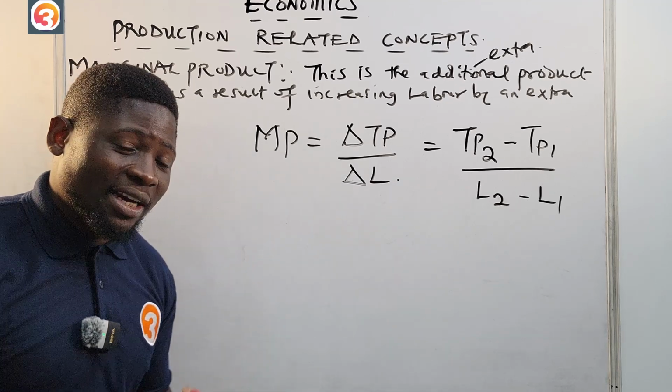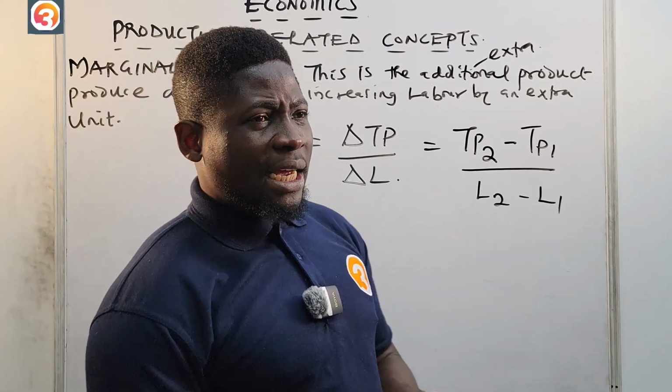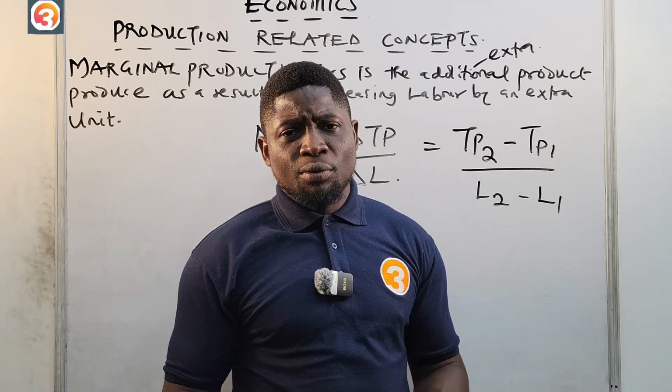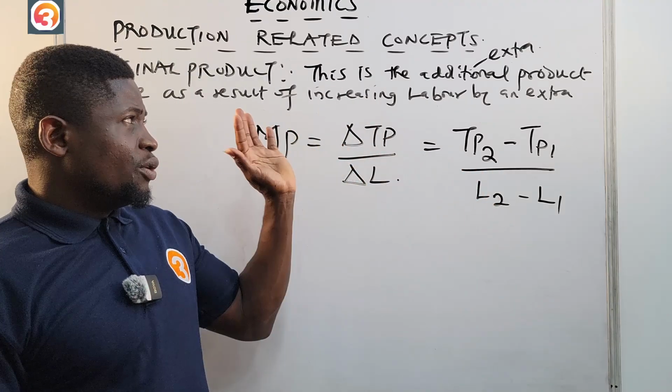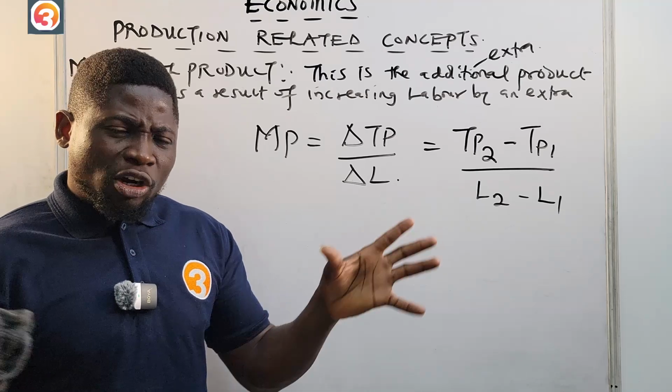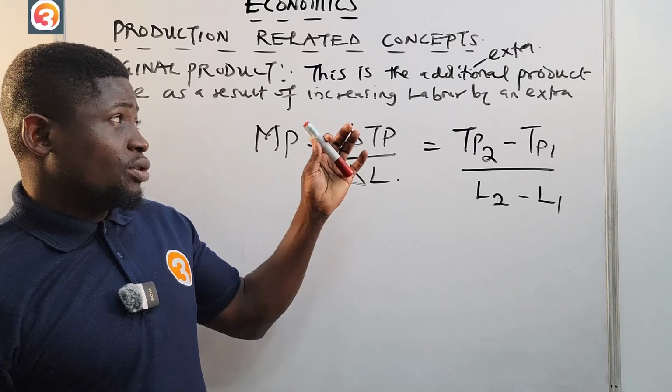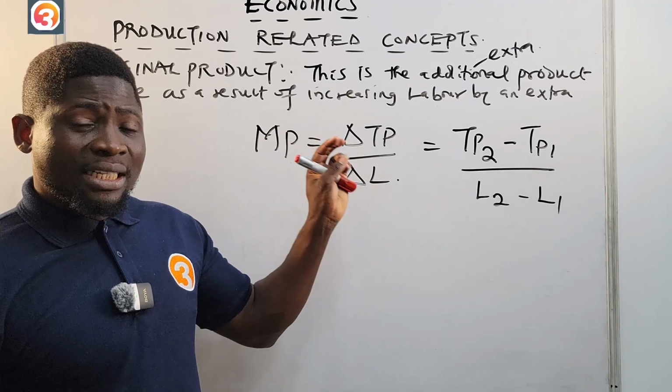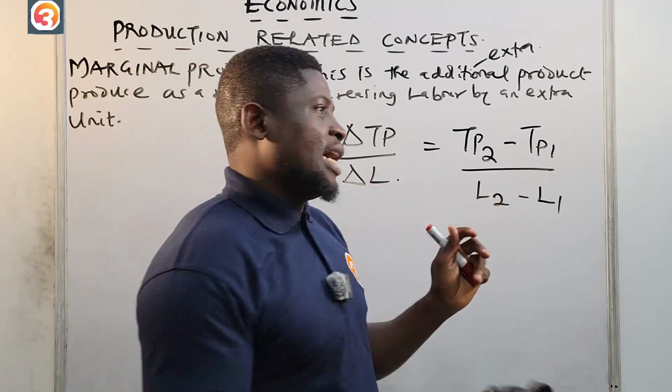I hope that is very, very clear. All right, so quickly, let us draw up a table. We'll fill up the table with average product and marginal product. Then we'll draw the graph. Then talk about the relationship between the total product, the average product, and the marginal product, and we are done with this class.